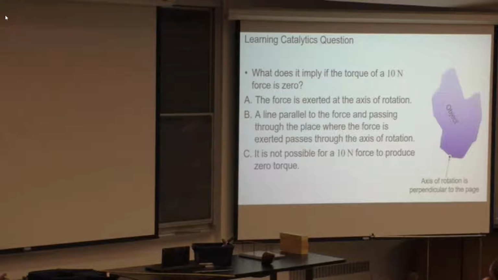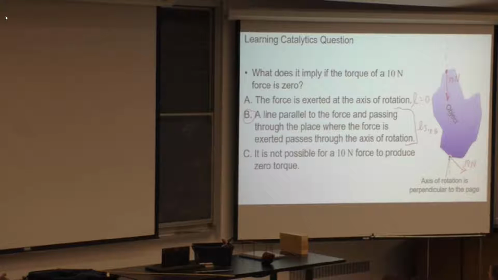Oh yeah, so A is right. It is true that if the force is exerted at the axis of rotation, you do get 0 torque. So this is when L equals 0. But this is actually when L times sine theta equals 0. It's a little more general. There are 2 ways that the torque can be 0 if you've got a 10 Newton force. You can either put the 10 newtons right there, or you could put the 10 newtons way over here on the other side, but direct it towards the axis. That also gives 0 torque. So in both cases, the line parallel to the force passes through the axis of rotation. So I'd say it's a little more general a result to say it's B.